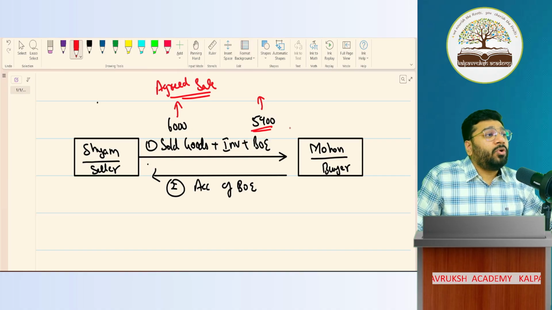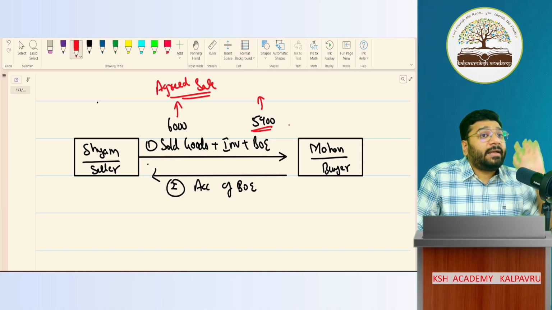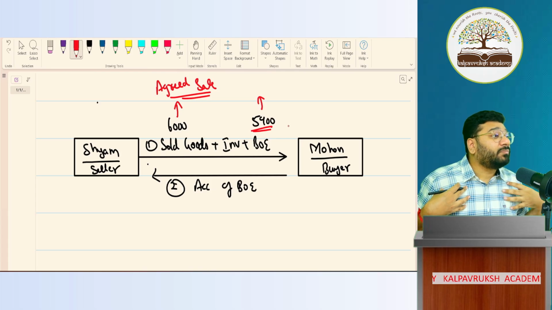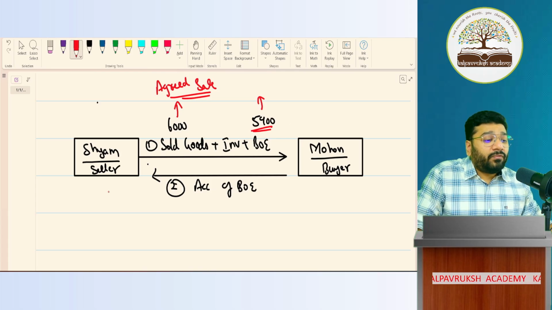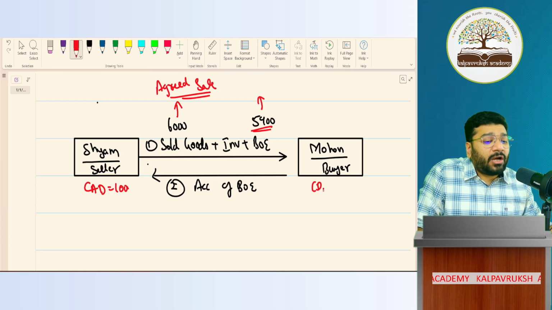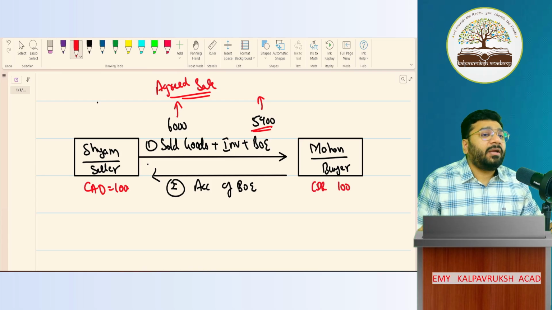Now, to ensure that Mohan makes the payment on the maturity date, a discount of 100 rupees is being granted by Shyam voluntarily. So who is granting the discount? Shyam is granting the discount. For Shyam, it is cash discount allowed 100. And for Mohan, it is cash discount received 100. Got it, not got it?